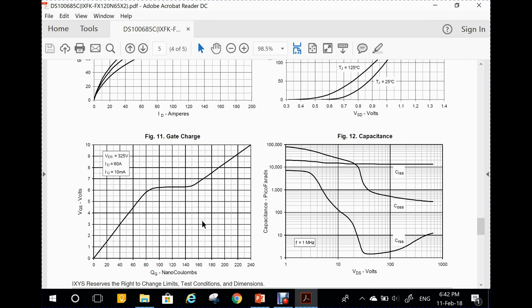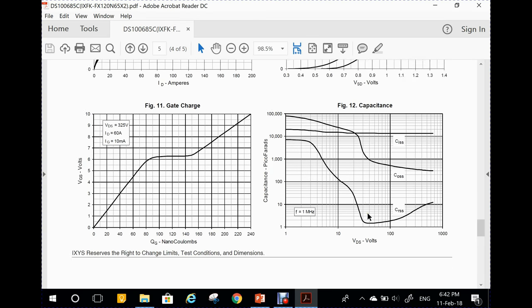Now these are the capacitances, which are covered in other videos, so I'm not going to discuss them.